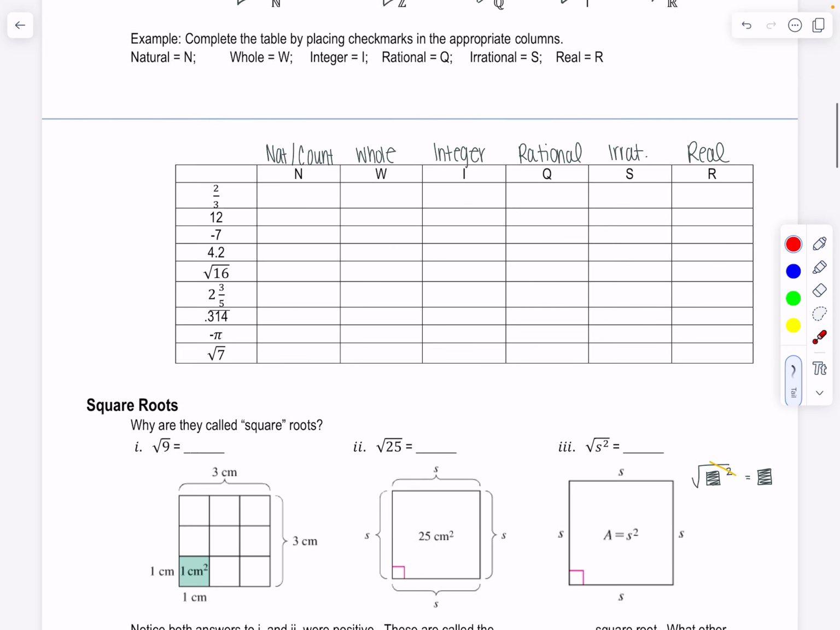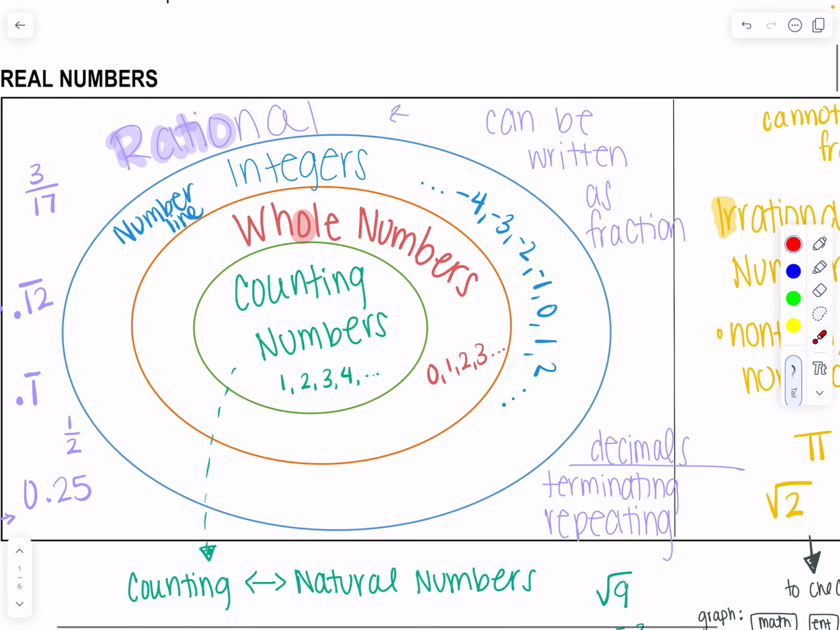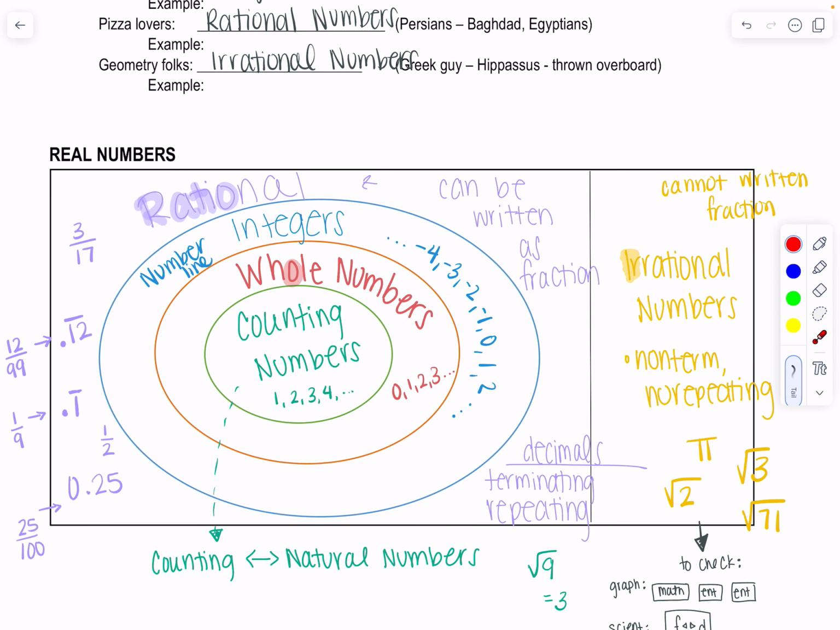So let's first look at the number 2 over 3. So that's a fraction, already written as a fraction, so I know that it will be a rational number because it can be written as a ratio. It is written as a ratio. Well, it's not an integer because it's not on my number line. It's not on a standard number line. It's not a whole number. It's not a counting number. And certainly it's not irrational because it is a terminating decimal, 0.5.